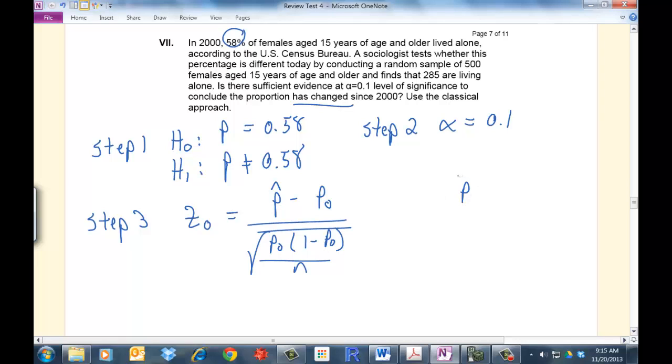So p hat is x over n, 285 over 500, the sample size, which is 0.57. P0 is the standard. That's the percentage of females aged 15 years or older that lived alone in 2000, and that is 58%. And the sample size is 500.